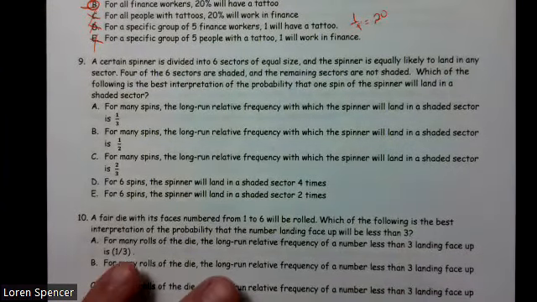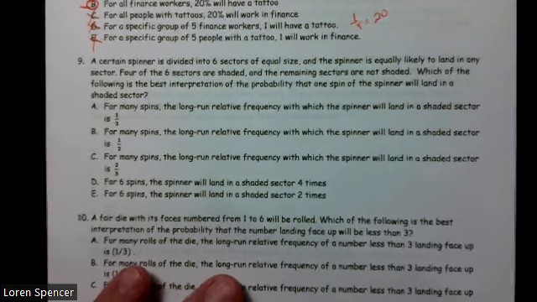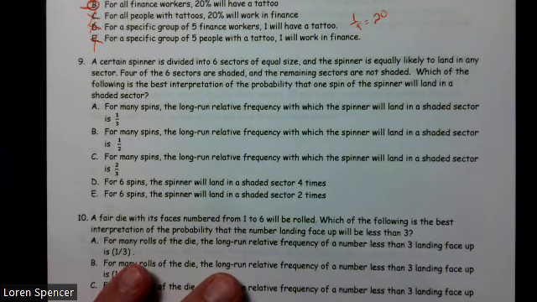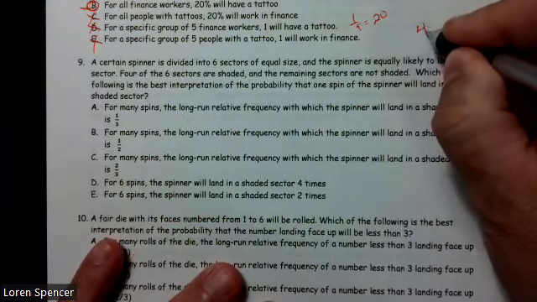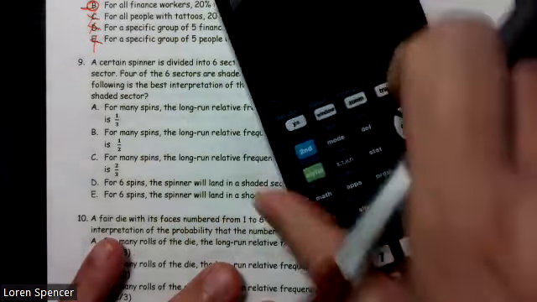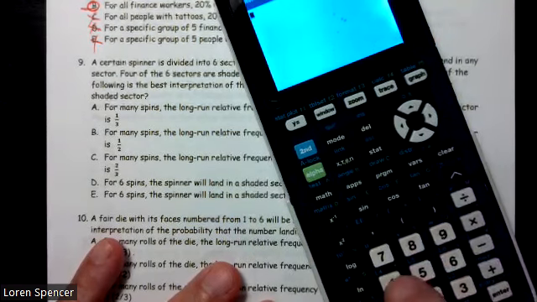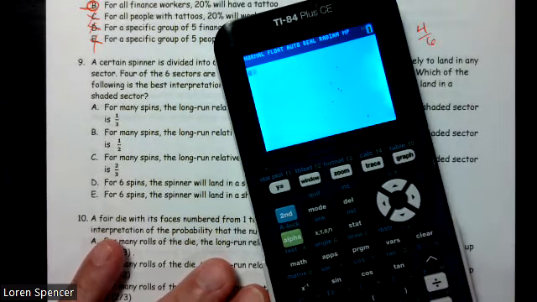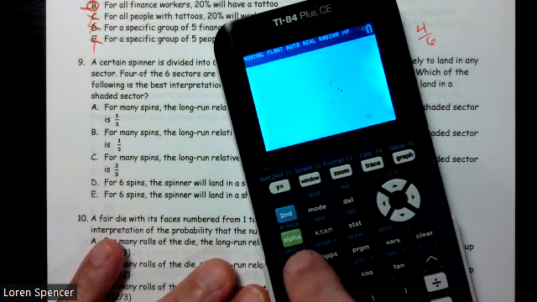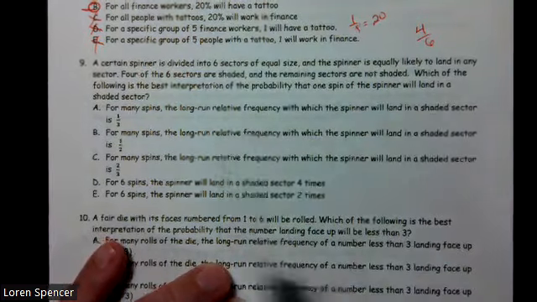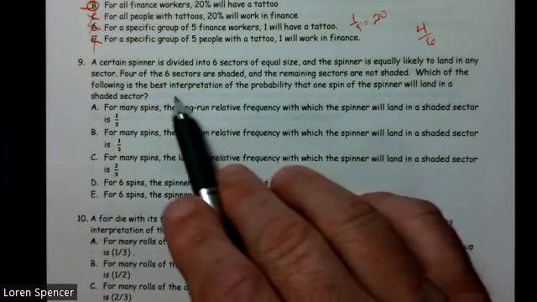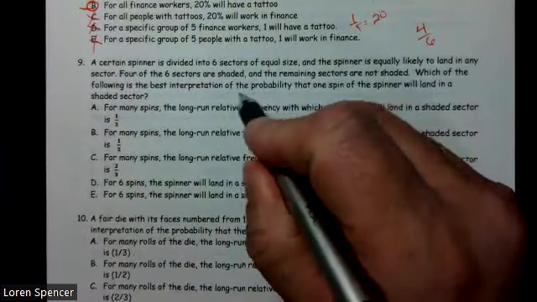Number 9, a certain spinner is divided into 6 sectors of equal size, and the spinner is equally likely to land in any sector. 4 of the 6 sectors are shaded, and the remaining sectors are not shaded. So 4 out of 6. And by the way, you can probably reduce that in your head, but once again, I just want to remind you on the calculator, 4 divided by 6, math, enter, and I know that reduces to 2/3. All right. What is the best interpretation of the probability?